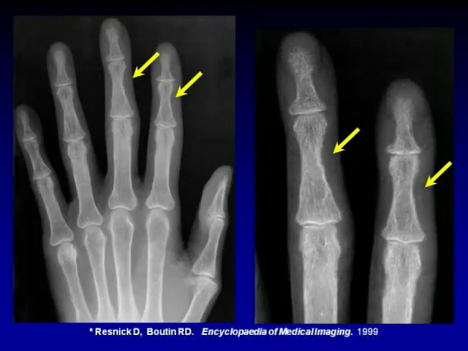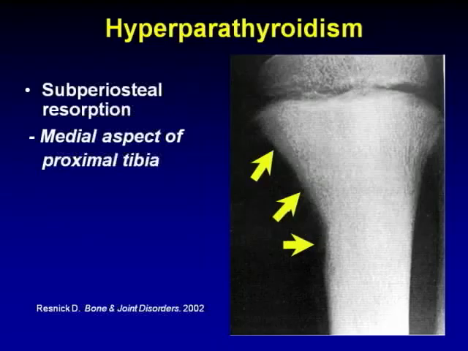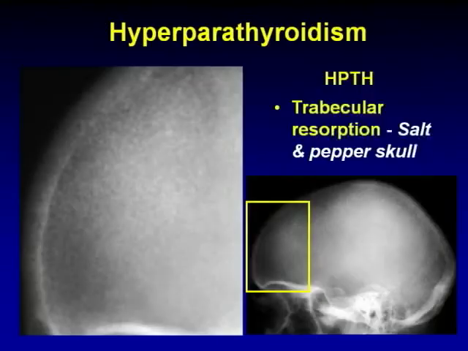Maybe you don't see anything at first glance, but if you lean forward and look a little more closely, you'll note that there is this subperiosteal resorption indicative of hyperparathyroidism, something worth keeping in mind. It turns out that subperiosteal resorption can also occur at other places, here at the medial aspect of the proximal tibia.